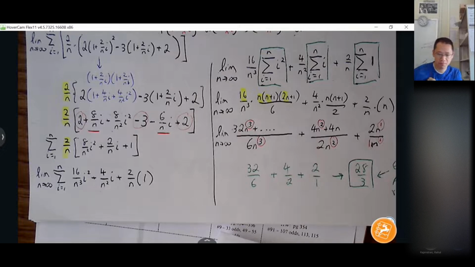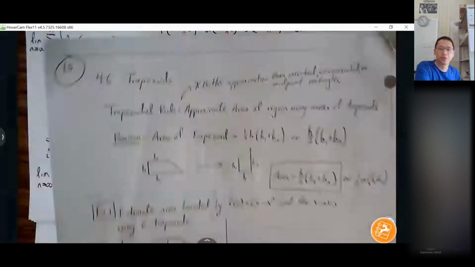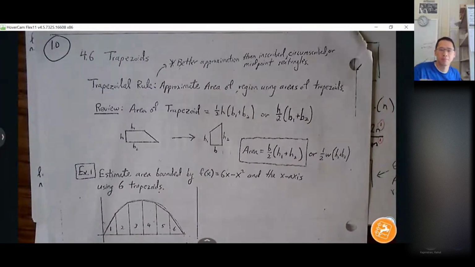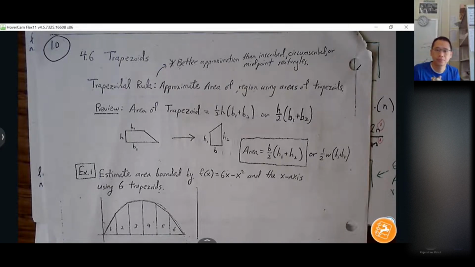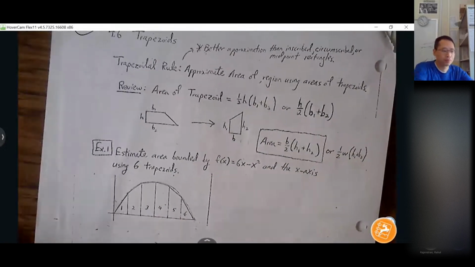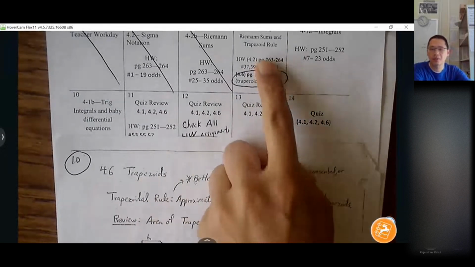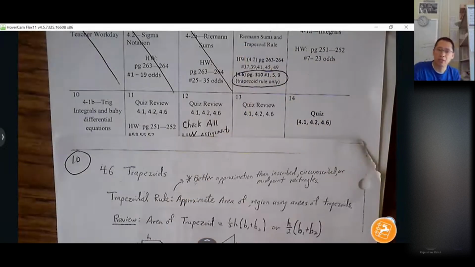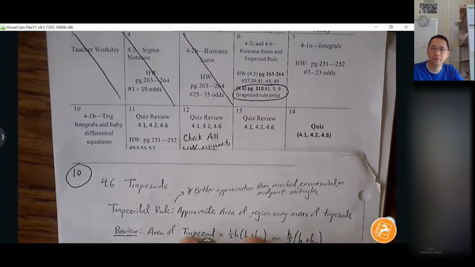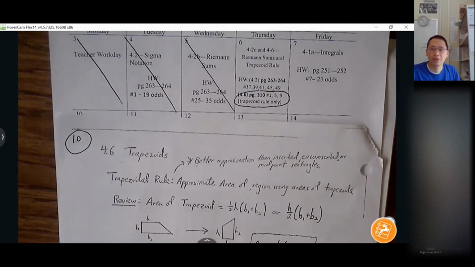Okay, let's go to trapezoids. So this is page 10 in your packet. Now we decided to bring in 4.6 as well because while we're doing rectangles, we might as well just take care of all the geometric shapes that can provide approximations for us. So we're just going to go ahead and cover trapezoids as well.